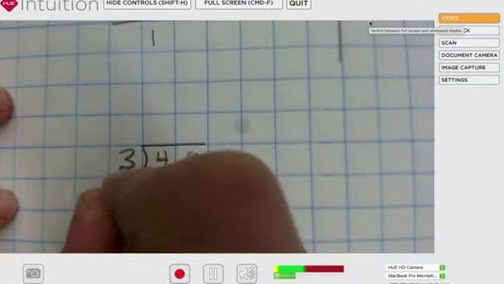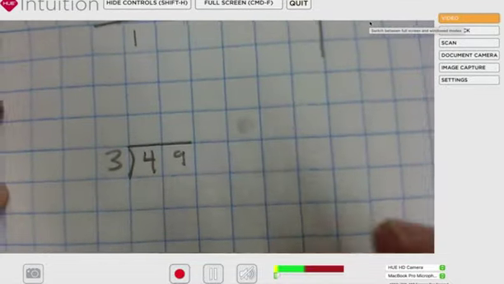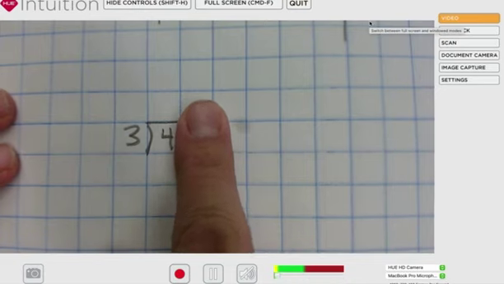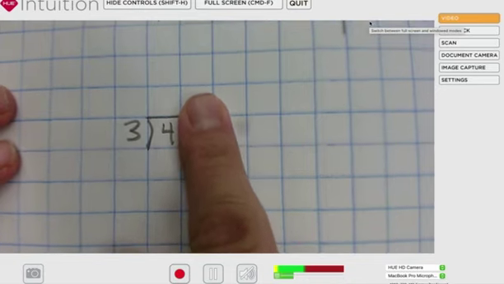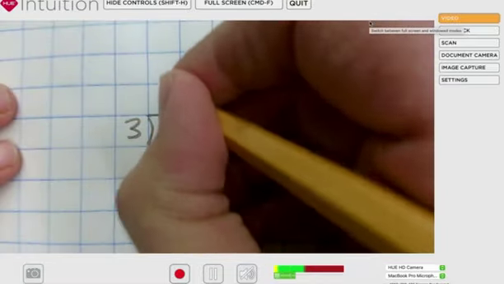This isn't going to take as much time because we're not doing all of this. So we're just dealing with the numbers. We're dealing with this 4 first. How many groups of 3 can you get out of a 4? Just 1. Okay, you can just get one group of 3 out of there.